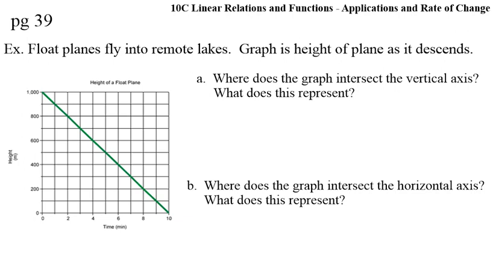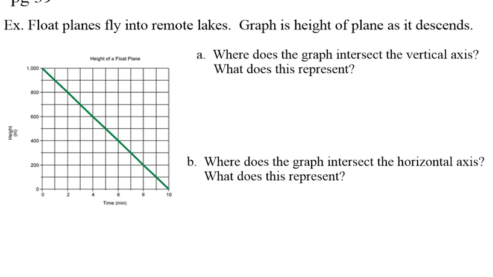Page 39, take a look at the float plane. Yes, this says now less than 8, but it's all the same stuff, so let's get through it. 39. Float planes fly into remote lakes. The graph is the height of the plane as it descends. So where does the graph intersect the vertical axis? What does it represent? So we've talked x and y axes, x and y intercepts. We want to know the vertical, so up and down. So this is really asking for the y-intercept.